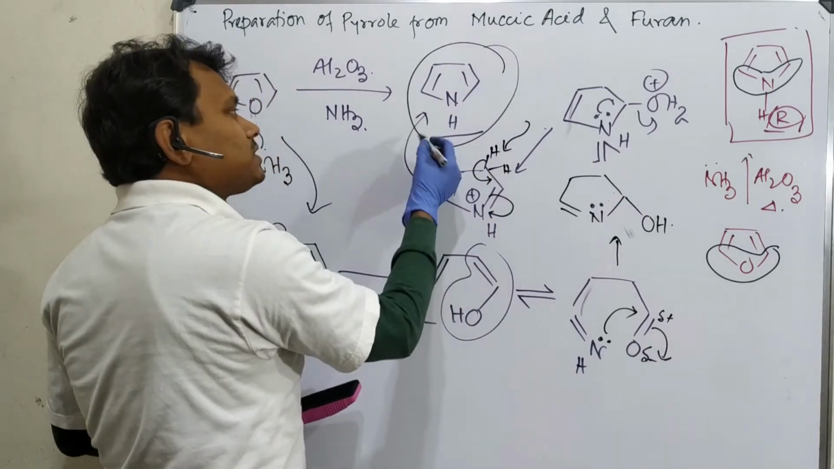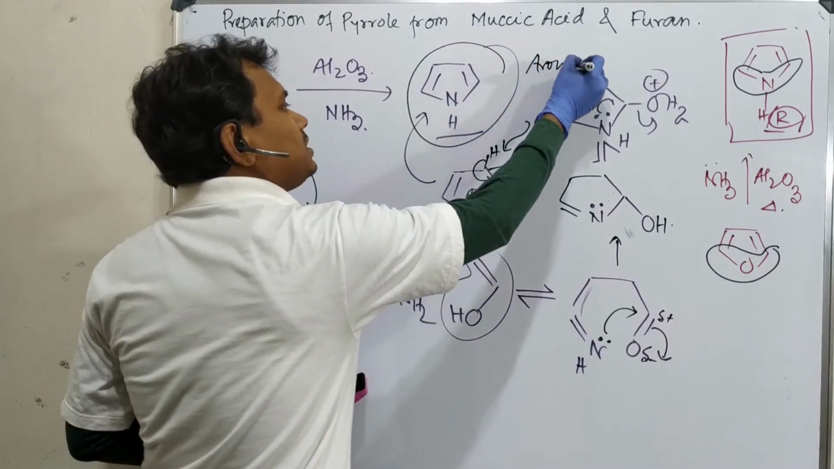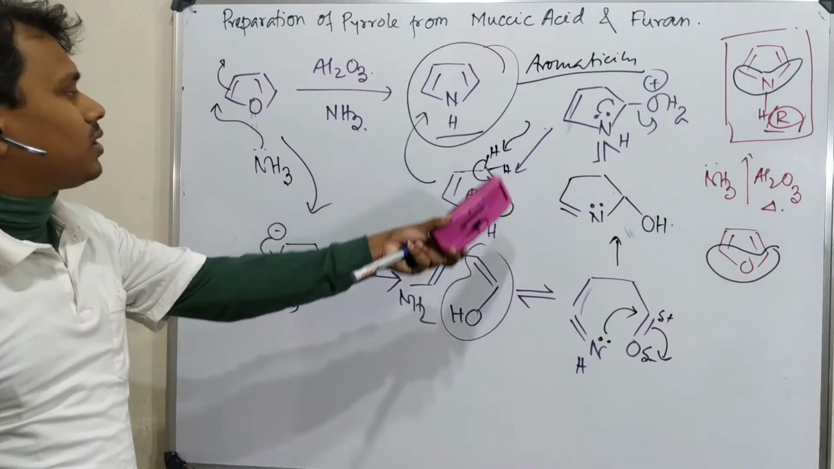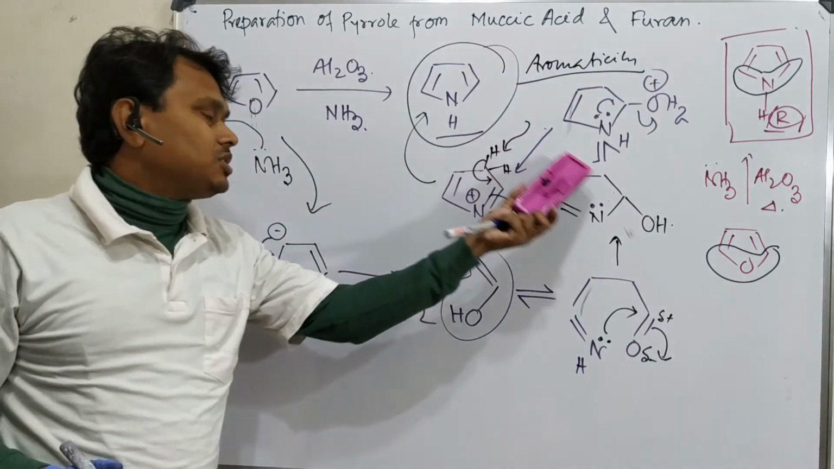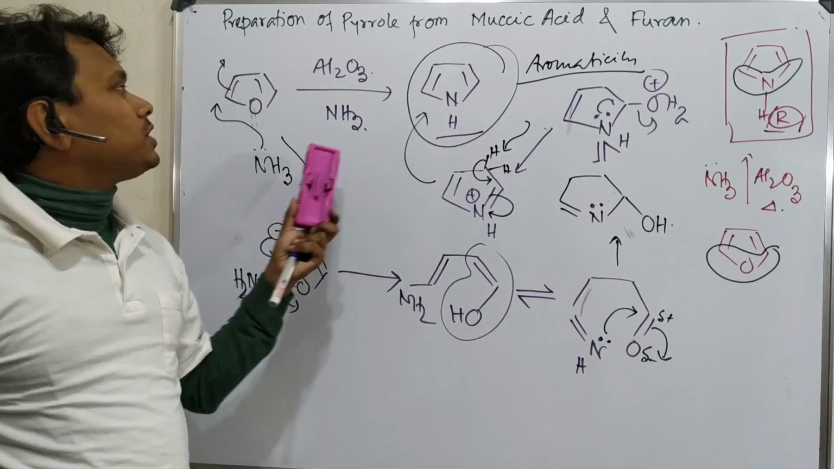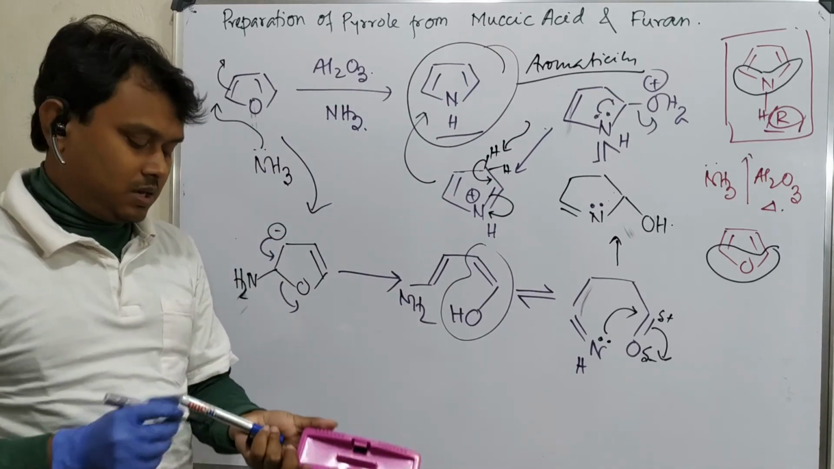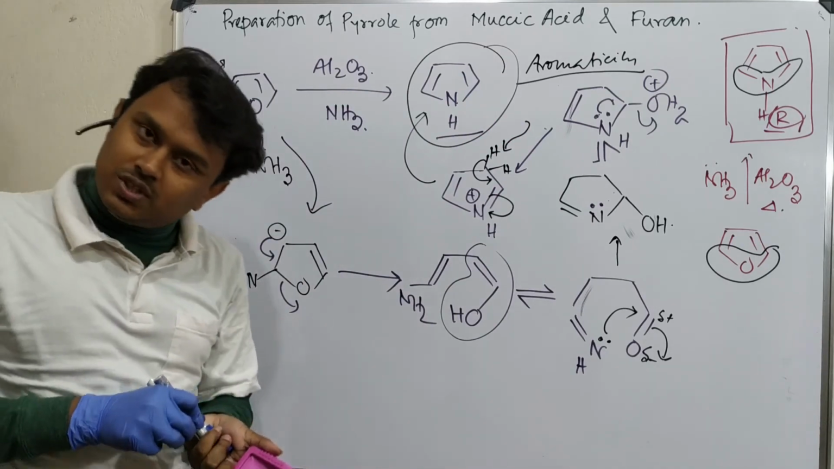Why is this step so facile? Because aromaticity is gained here. It is the driving force. Okay. So this is the overall mechanistic description of this industrial process for preparation of pyrrole from furan. Okay, so this is the end of this discussion.